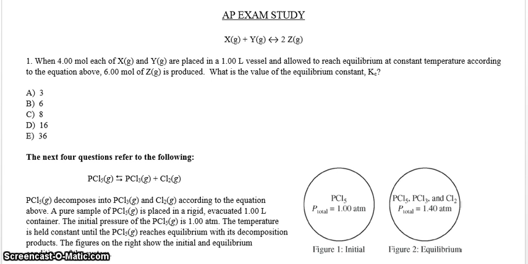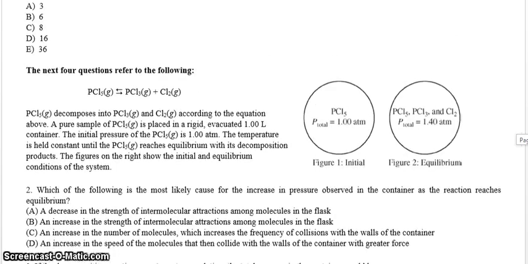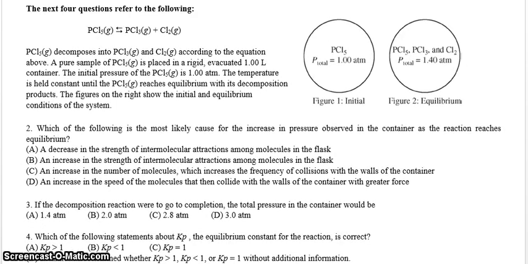The next one actually is a 4-part question. So let's see what they are talking about, and the next 3 questions, I think, ask about the same concept. So, the next 4 questions. Here we go. We have an equation here, PCl5 breaking down into PCl3 and Cl2. And that's what they tell us. PCl5 decomposes into these 2 compounds and an element.